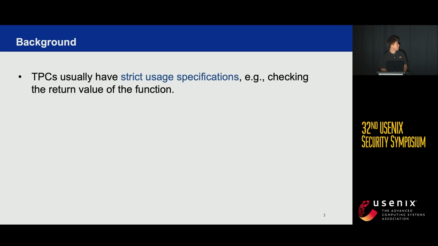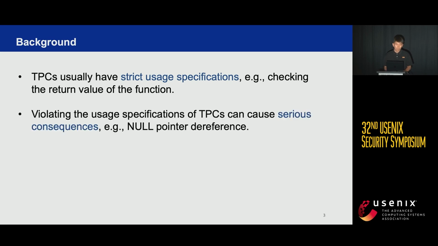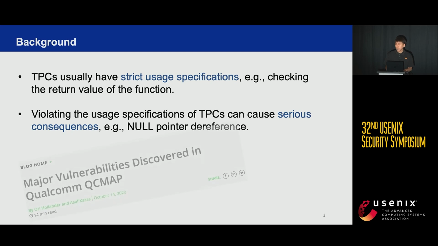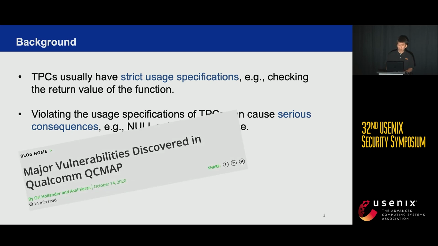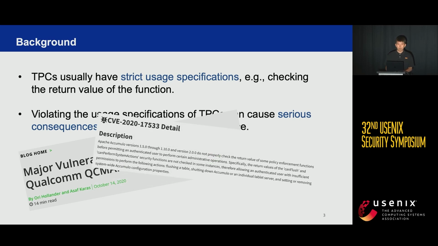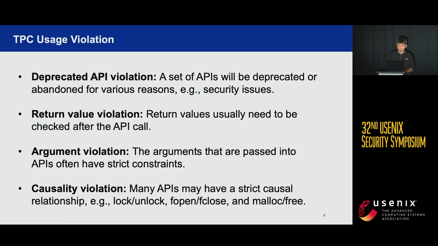But third-party components usually have very strict usage specifications. For example, it requires you to check the return value, and sometimes it requires you to check the arguments that are used in the function. Violating the usage specifications of third-party components can bring serious problems, for example, null pointer dereference. Here are two real-world vulnerabilities caused by misusing third-party components. Given the serious problems of usage violations, it's really important to find them in IoT firmware.